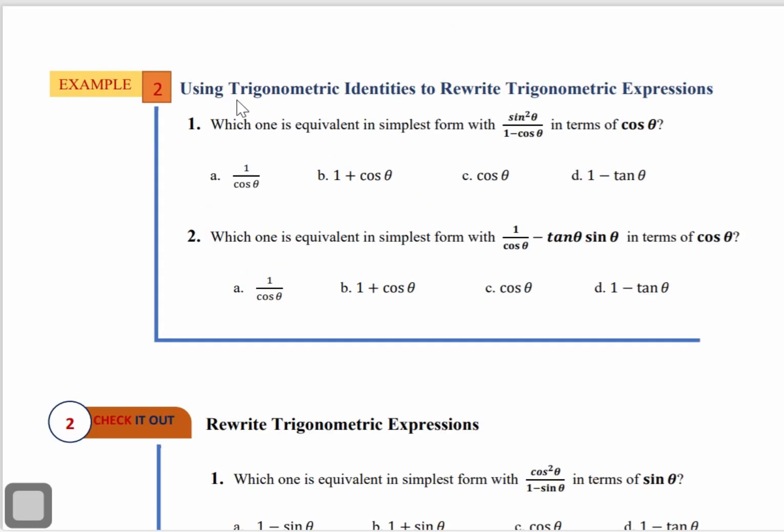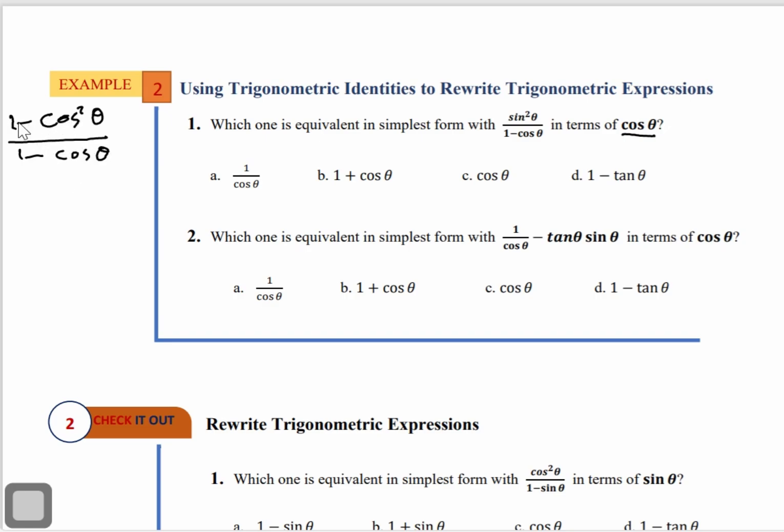For example 2, we have using trigonometric identities to rewrite trigonometric expression. The difference here, the question asks to rewrite in terms of cosine theta. So which one is equivalent in simplest form with sine squared theta over 1 minus cosine theta in terms of cosine theta? Let's solve it here. For sine squared, we have 1 minus cosine squared as the rule. So 1 minus cosine squared theta over 1 minus cosine theta.